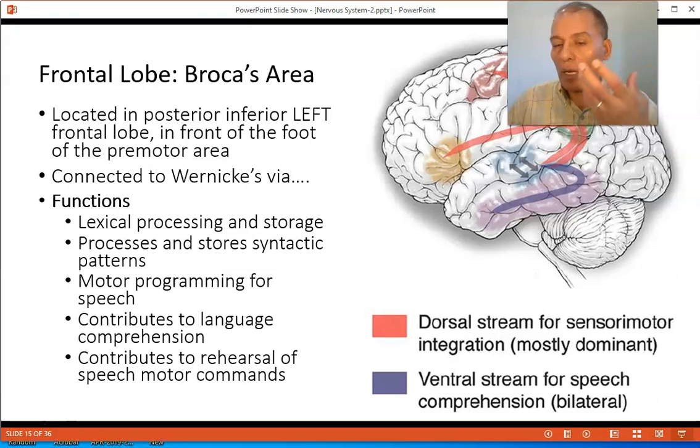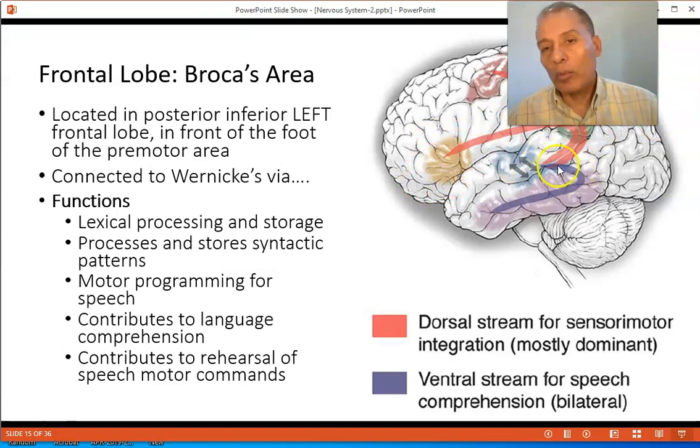So your ideas are being retrieved and put into linguistic forms, and in a way that is systematic. You have to make a script before you talk, and Broca's area is part of that process. Wernicke's area in the temporal lobe is part of that process as well. So it contributes to language comprehension as well, and it contributes to the rehearsal of speech motor commands. It also contributes to phonological memory.